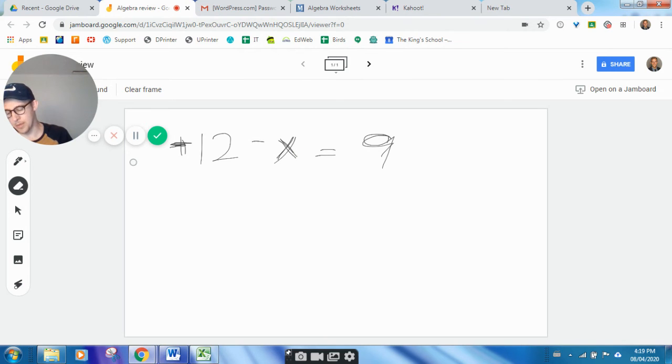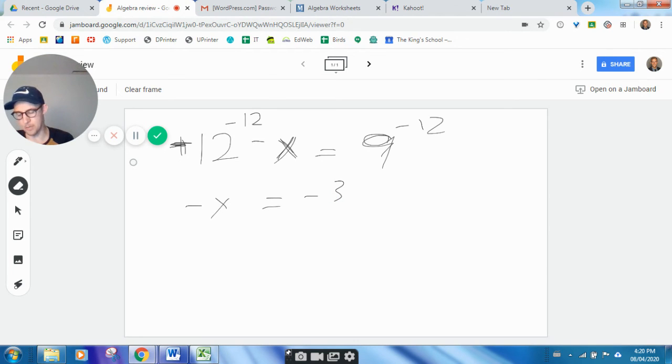So right now, this number 12 is on one side of the equation, and the x is with it, and the 9 is on the other side. So there's a couple ways we could solve this. As long as we do the same thing to both sides, we'll be fine. So the first way we could solve it is we could just subtract 12 from both sides. So negative x is equal to negative 3. Now that doesn't really work so well.